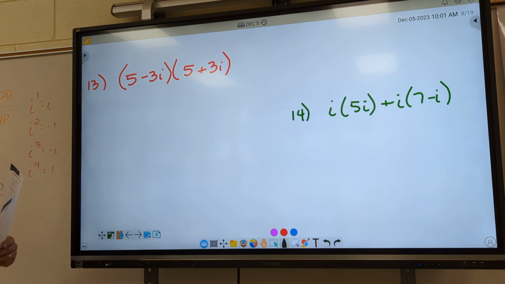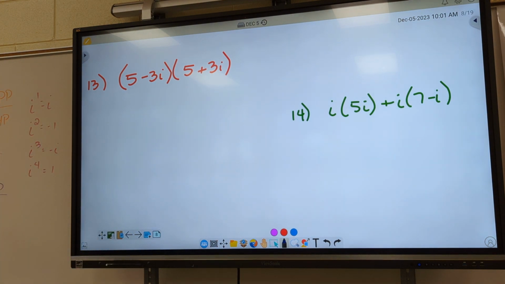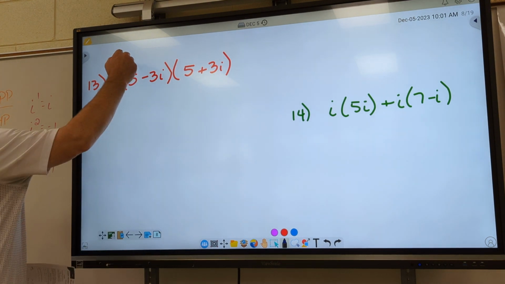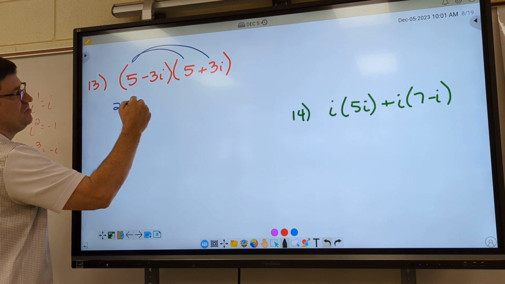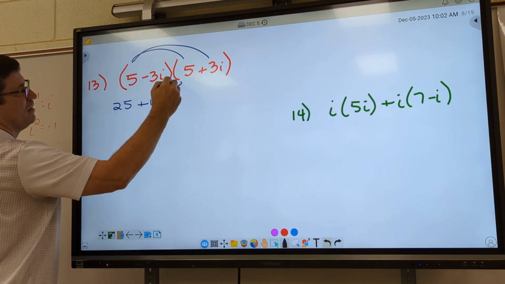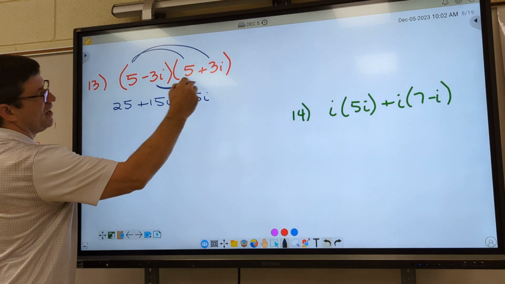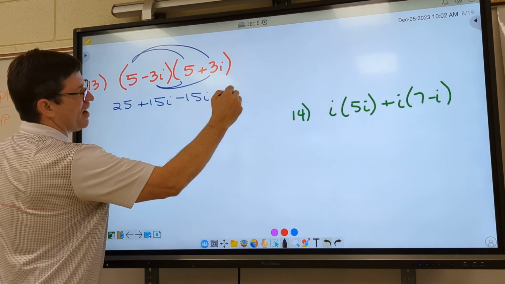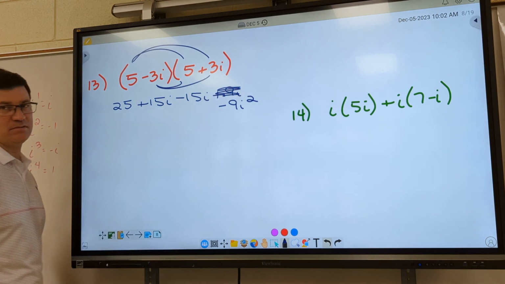All right, 13. Very simple FOIL method problem on 13. Y'all do it. FOIL out 13. See what you got. All right, so Mari, I times these two right here, got 25. Times these two, I got 15i. I got a minus 15i. Here's the hard part. Negative 3i times positive 3i. Whoops, I messed up. That's negative 9i squared.